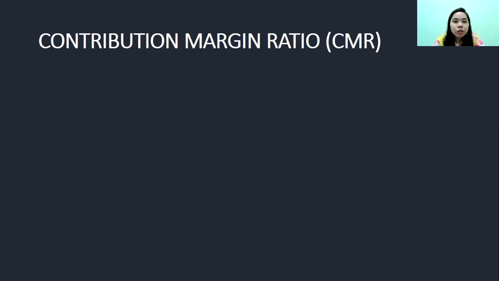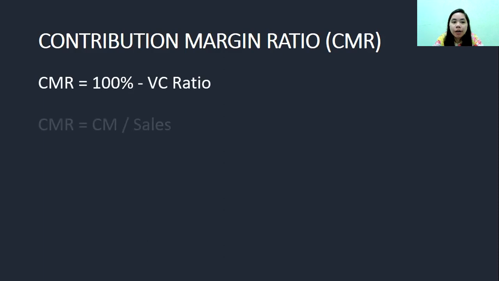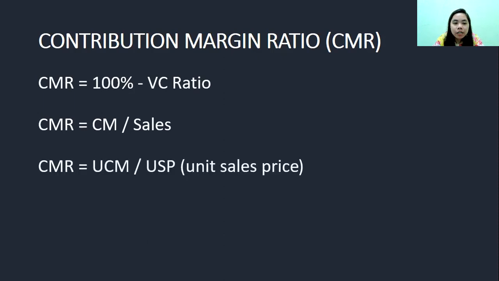Okay, then the contribution margin ratio. When we speak of a ratio, it's presented in percentage. So CMR is equal to 100% less the variable cost ratio. Or CMR is equal to CM divided by sales. Then CMR is also equal to unit contribution margin divided by the unit sales price.